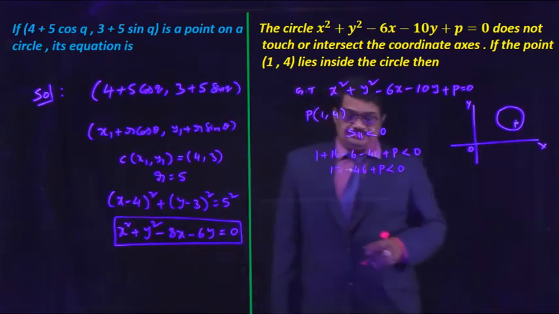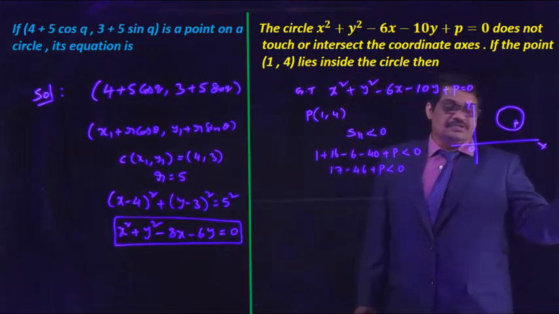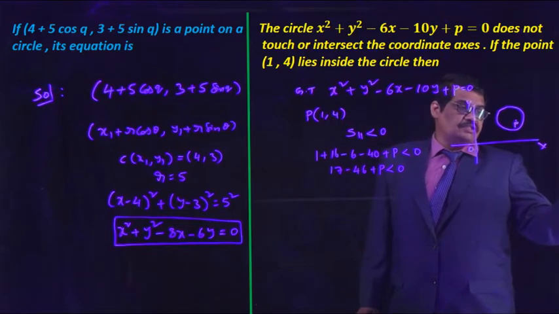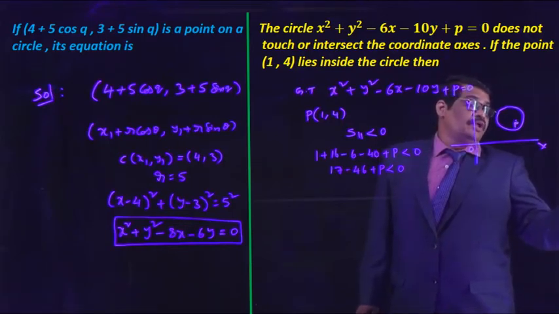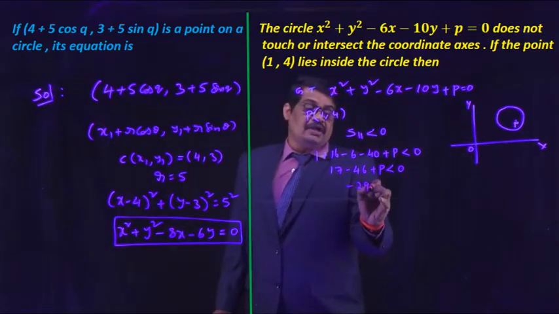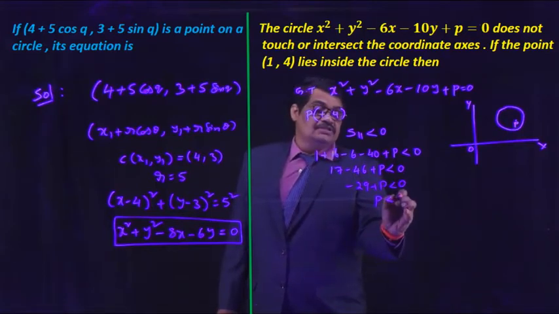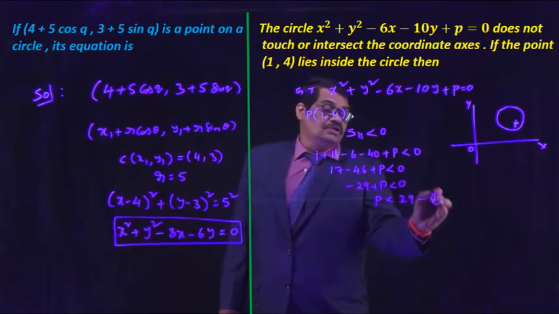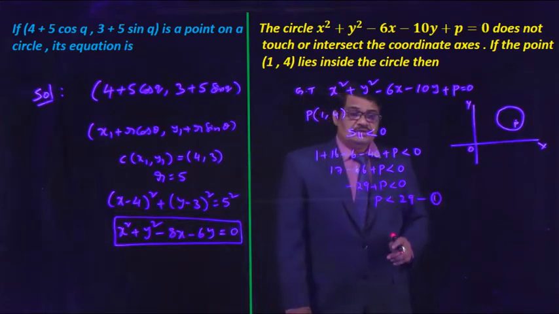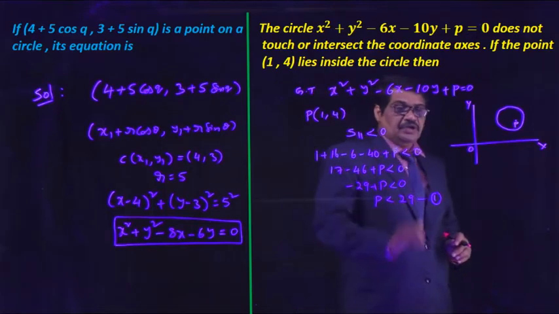What is the value of 46 minus 17? That is 29. So this is minus 29 plus p is less than 0. From that, p is less than 29. Say this is equation 1.